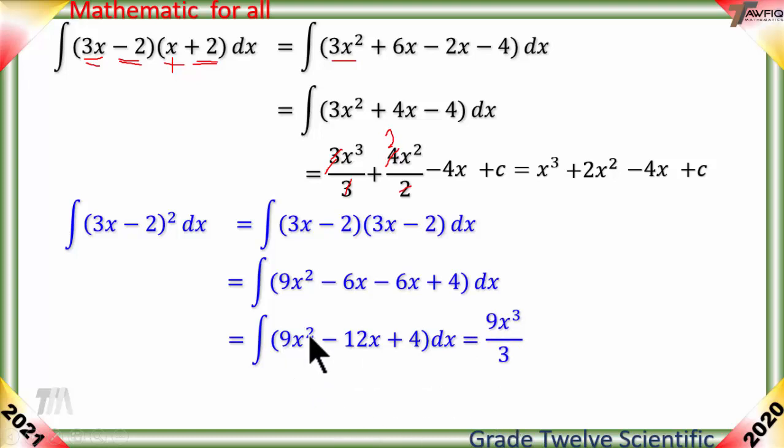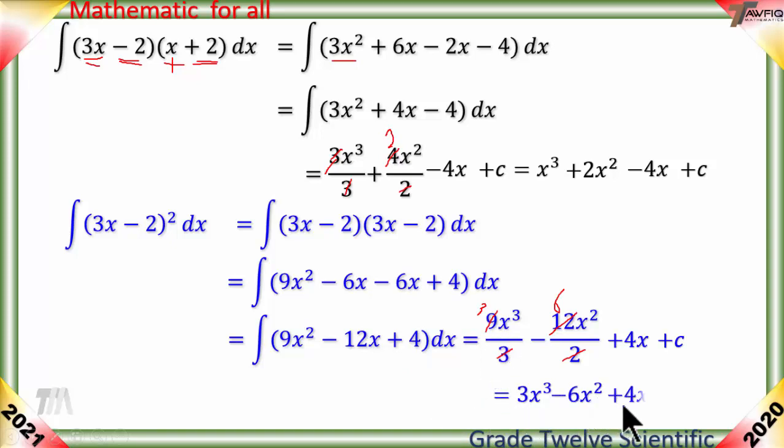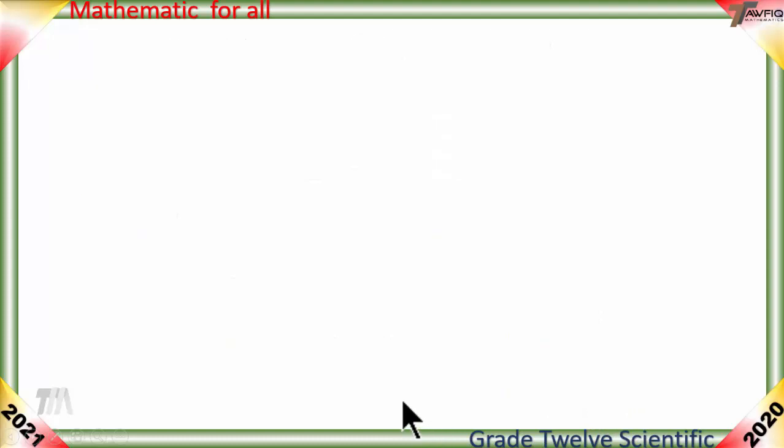The integration of 9x squared is 9x cubed over 3, minus the integration of 12x is 12x squared over 2, plus 4x plus c. And cancelling, 3 with 9 remains 3, and 2 with 12 remains 6. So it becomes 3x cubed minus 6x squared plus 4x plus c.